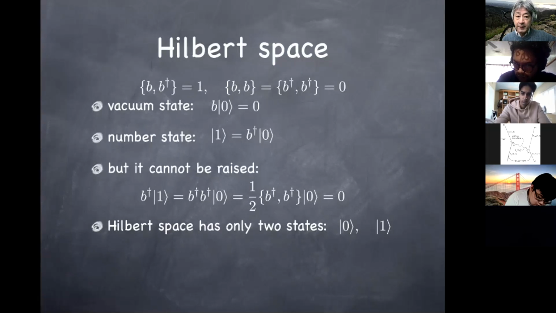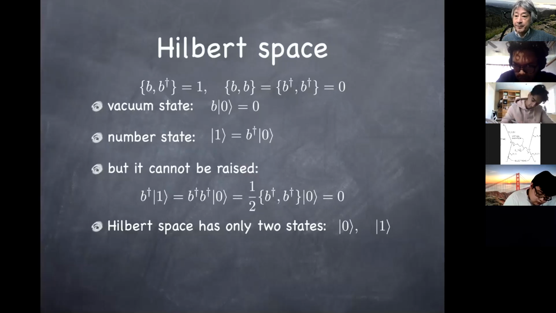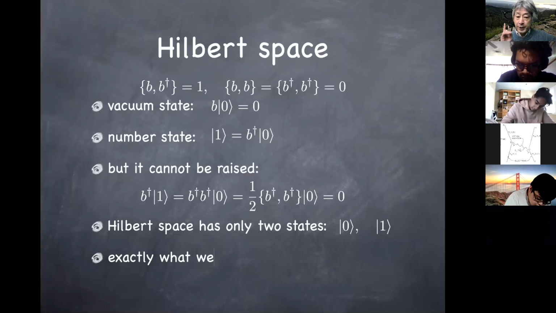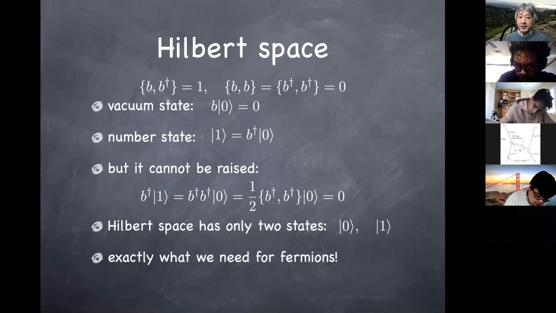As a result, for a single harmonic oscillator, which I call a fermionic harmonic oscillator, the Hilbert space has only two states: the vacuum state and the number state with number 1, but nothing else. So your Hilbert space is only finite dimensional, consisting of only two states, whether it is occupied or not occupied. That's exactly what we need for fermions. Okay, so let me pause here. Are there any questions about this?